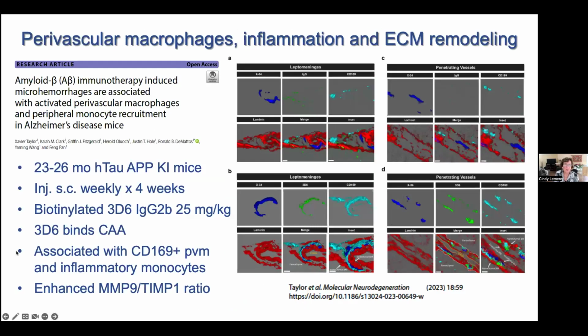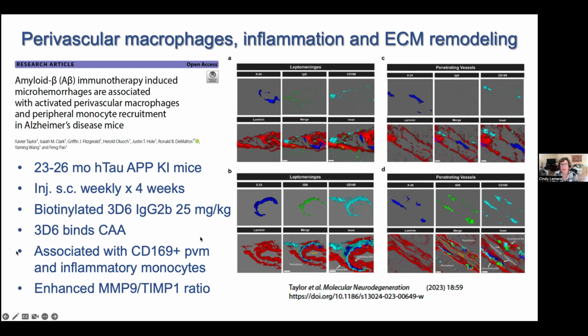And so Rhonda Matos at Eli Lilly recently published this paper very nicely showing that they're using an APP knock-in mouse crossed to a human tau mouse. The tau part is not relevant here, but the fact that these mice, when they get really old, 23 to 26 months, do develop vascular amyloid, which is shown here with this dye, X34. And when they develop vascular amyloid, they also develop some CD169 perivascular macrophage recruitment to that area.